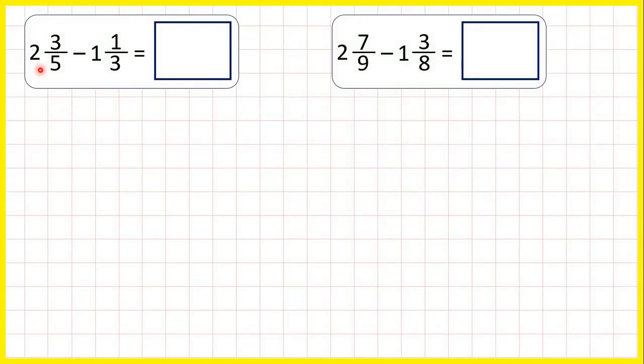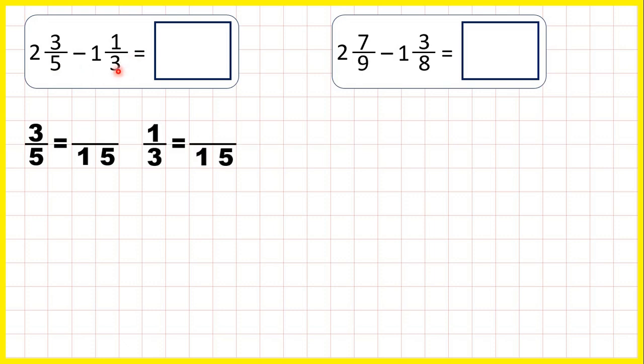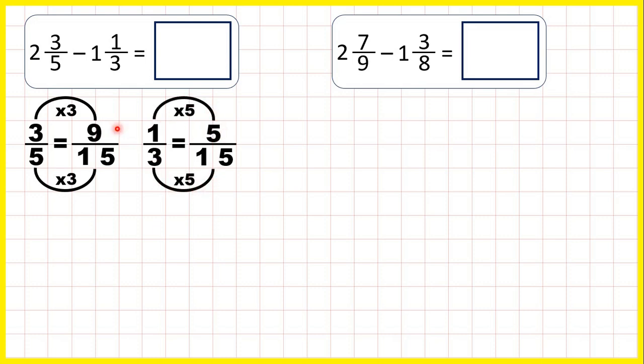We have 2 3/5 minus 1 1/3. So when we're subtracting fractions, we need the denominators to be the same. 15 is in both the 5 and the 3 times table, so we can find equivalent fractions with a denominator of 15. 5 times 3 is 15, 3 times 3 is 9, 3 times 5 is 15, 1 times 5 is 5. So now we can rewrite our question.